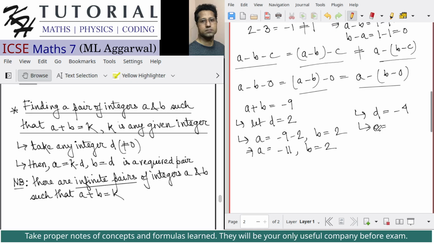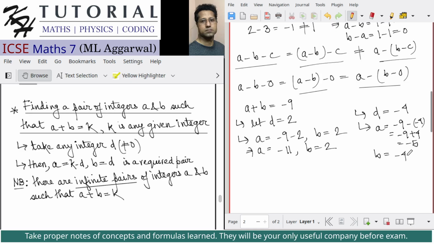So a will be k minus d. What is k here? k is minus 9. Minus 9 minus d, where d was minus 4, which is equal to minus 9 plus 4, which is equal to minus 5. So a is minus 5 and b will be equal to minus 4. You see, minus 5 plus minus 4 is minus 9.